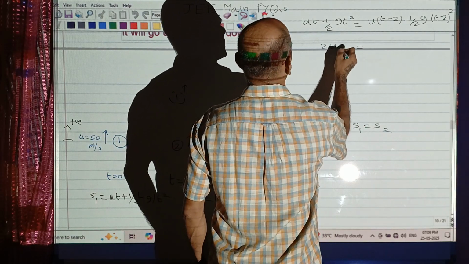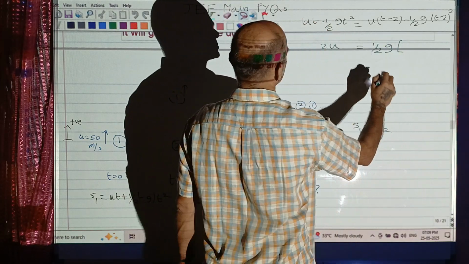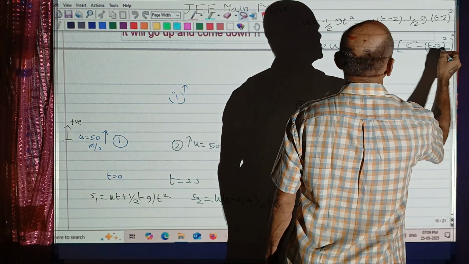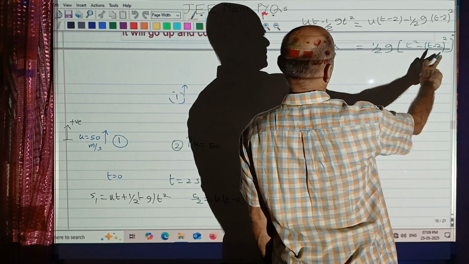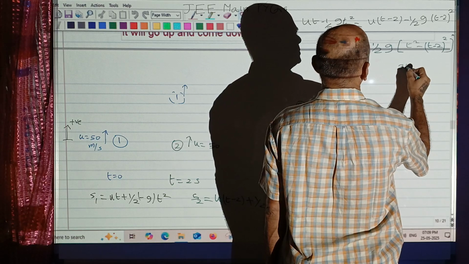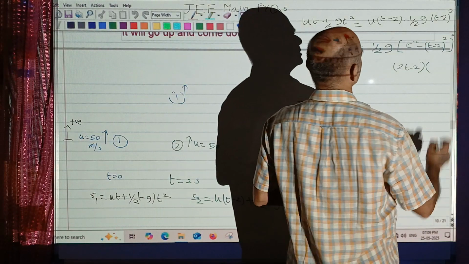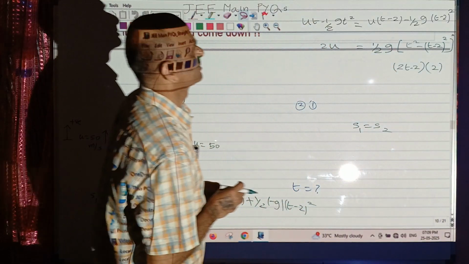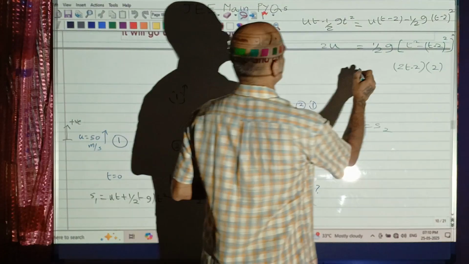So this will give me 2u, and half g into t square minus t minus 2 whole square. Okay, so this I can write as a square minus b square, that is a plus b into a minus b. A plus b is 2t minus 2. A minus b is 2. So that is 2 into g by 2.